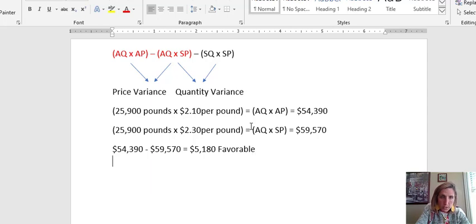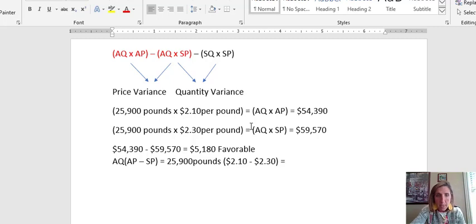Now, another way to do this formula would be to look at those two sets of parentheses I have highlighted in red and factor out the common item. So you can reformulate this, and it would look like AQ is on the outside of the parentheses, AP minus SP is on the inside. So what it would say is that we purchased actually 25,900 pounds. We actually spent 2.10. We could have spent 2.30 according to our budget. So we saved 20 cents on each.